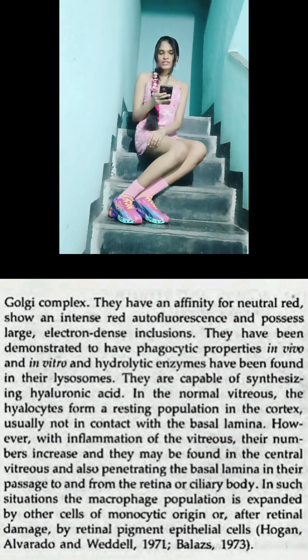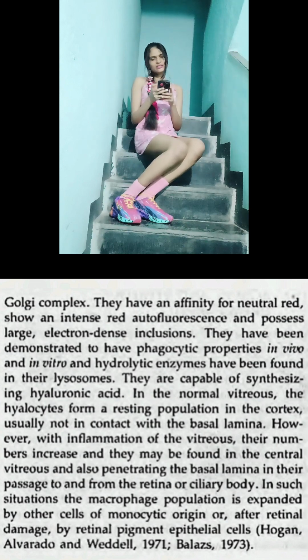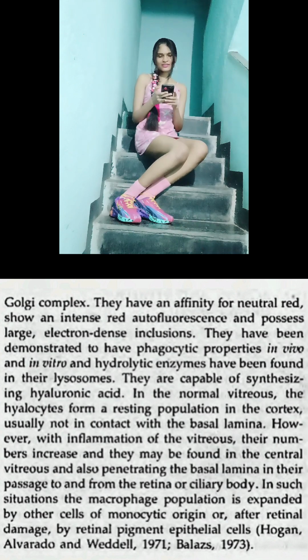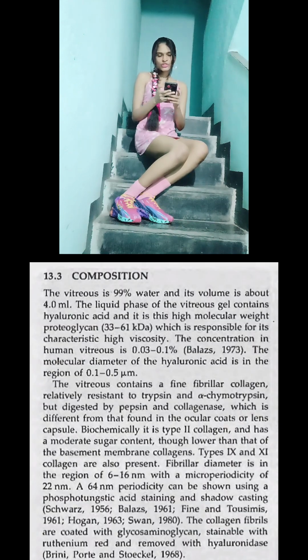In the normal vitreous, the hyalocytes form a resting population in the cortex, usually not in contact with the basal lamina. However, with inflammation of the vitreous, their numbers increase and they may be found in the central vitreous, also penetrating the basal lamina in their passage to and from the retina or ciliary body. In such situations, the macrophage population is expanded by other cells of monocytic origin, or after retinal damage, by retinal pigment epithelial cells.